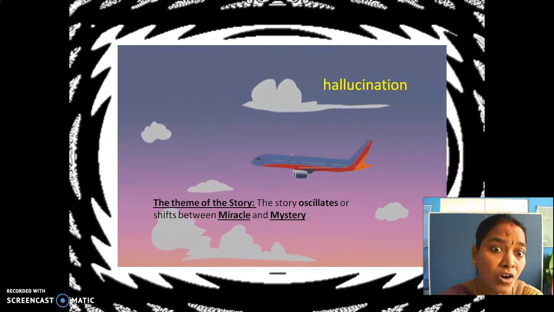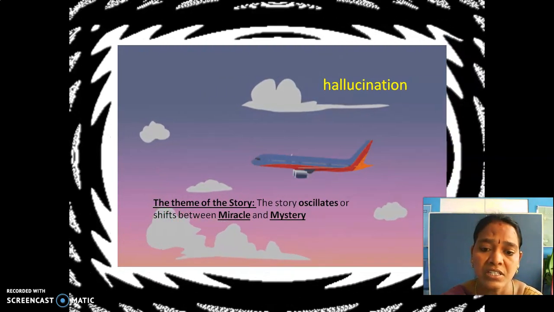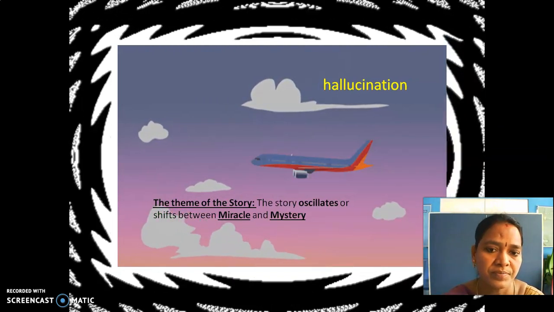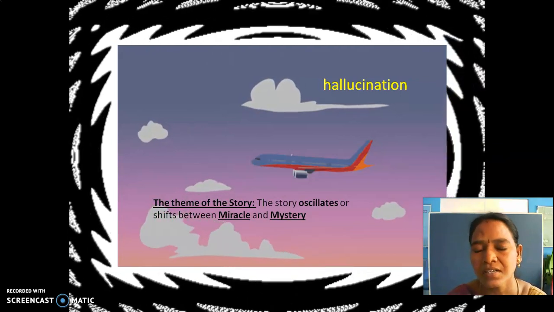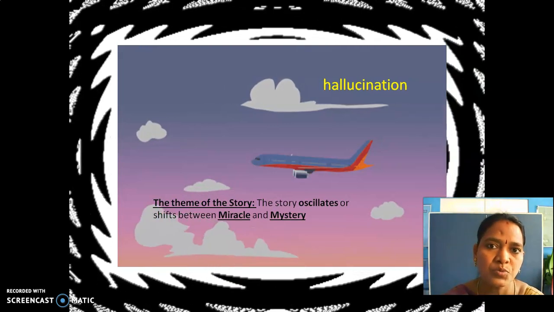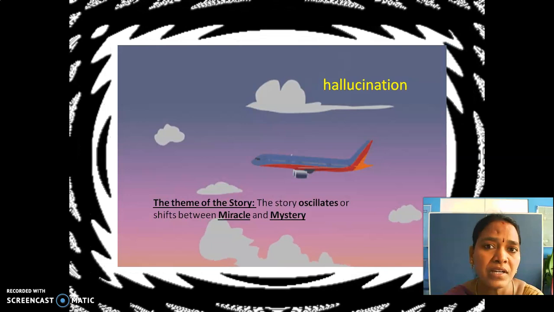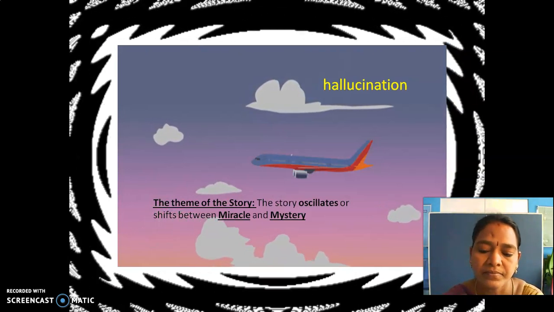And I want all of you to make use of these 4 words: hallucination, oscillates, miracle, mystery. Okay, children, take the dictionary. Today you have got a lot of work to do with the dictionary. Just search for this word, and maybe you could create a situation, or you could use the words in your own sentences.